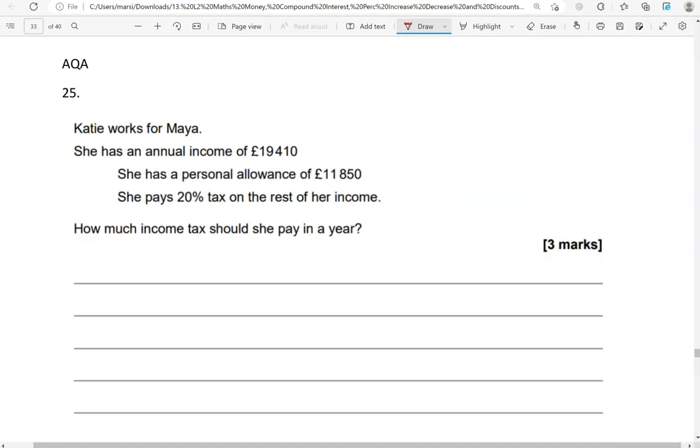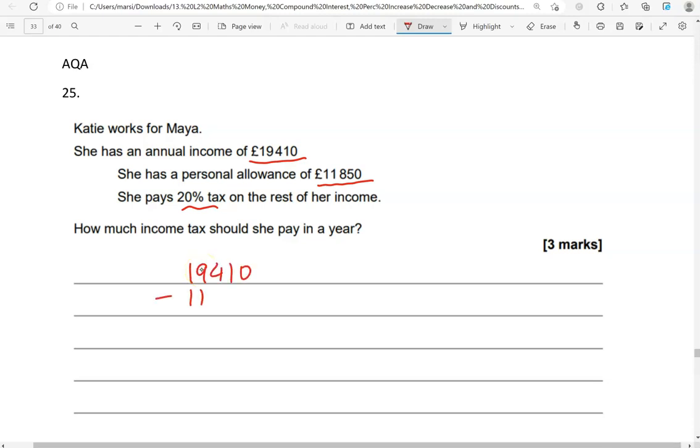Katie works for Maya. She has an annual income of £19,410. She has a personal allowance of £11,850. She pays 20% tax on the rest of her income. How much income tax should she pay in a year?